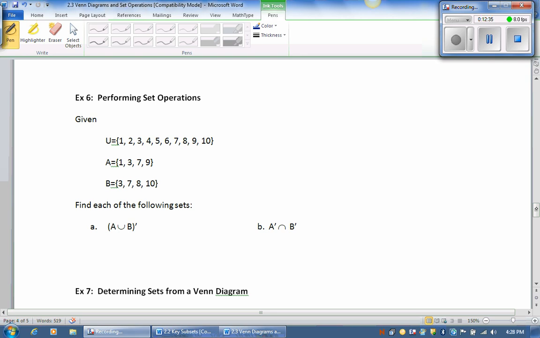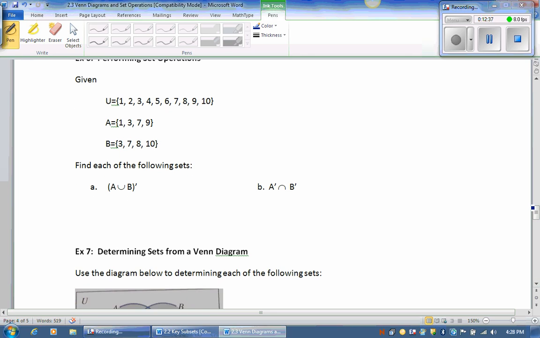Okay, so we're going to do this out. First thing we need to do is look at A union B. Union means we're going to be uniting them, right? So we're going to list them out. We've got 1, 3, 7, 8, 9, 10. But since there's that complement, I want the complement. So I'm going to take everything from this universal set that I haven't listed here, and that's going to be my answer.